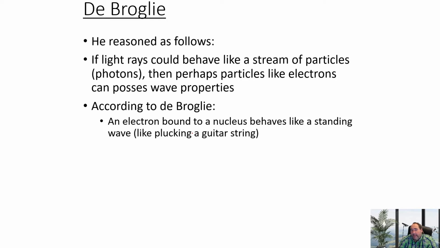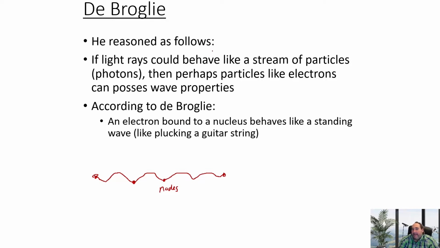Then perhaps particles like electrons could also have wave-like functions. According to de Broglie, an electron is bound to the nucleus and behaves like a standing wave, like a guitar string, for example. If you pluck the string, it's a standing wave. That wave can't go anywhere because it's attached to the guitar, and it creates this wave as you pluck the string. It does have areas referred to as nodes, which have no amplitude.